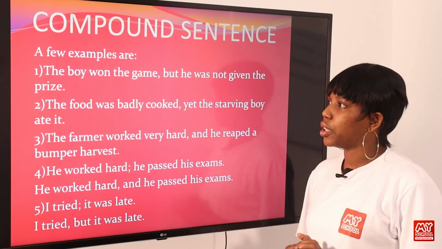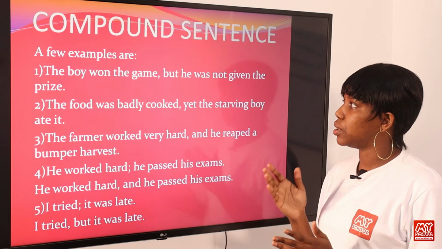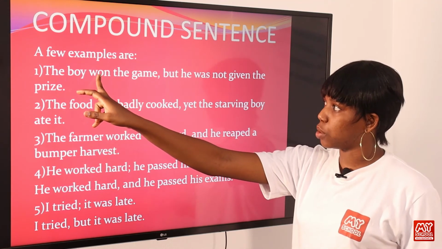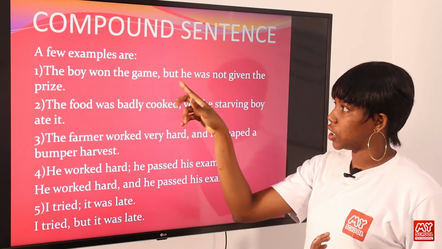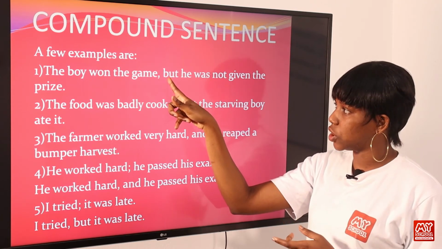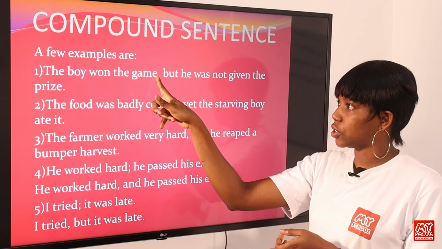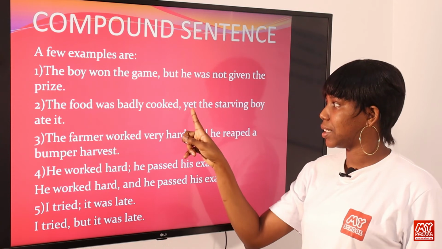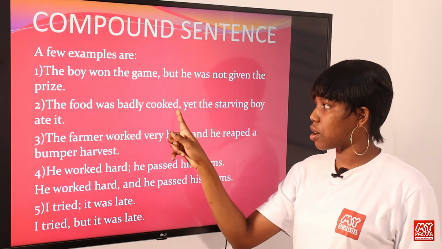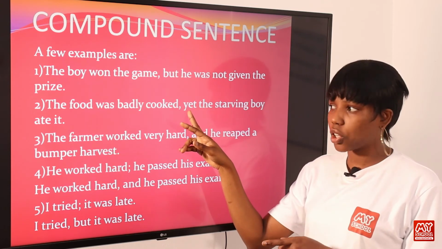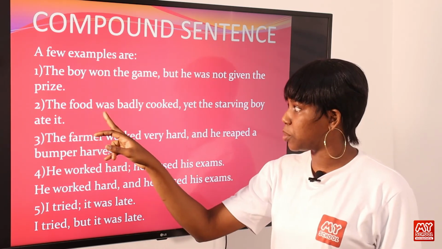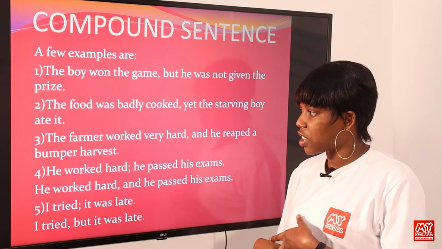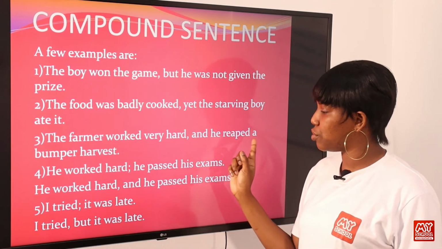Number 1, the boy won the game, but he was not given the prize. So you can see a subject-verb combination, another subject-verb combination, and you can see the use of "but" here. This is a coordinating conjunction, and you can see a comma preceding it. So this is a compound sentence. Number 2, the food was badly cooked, yet the starving boy ate it. So you can see a comma preceding the coordinating conjunction, and you can see a subject-verb combination, another subject-verb combination. Number 3, the farmer worked very hard, and he reaped a bumper harvest.